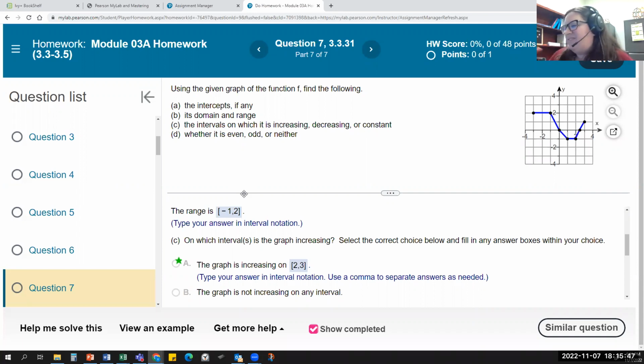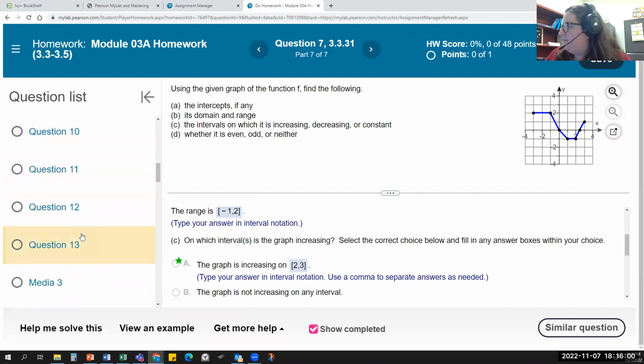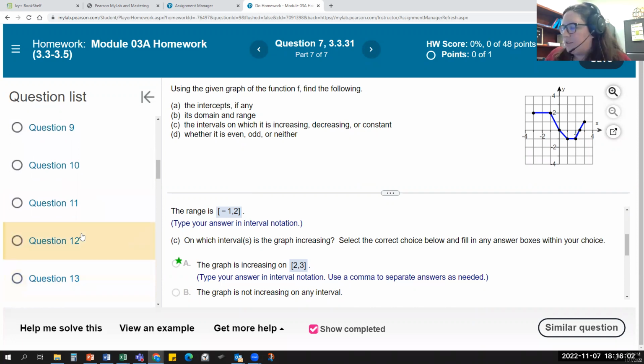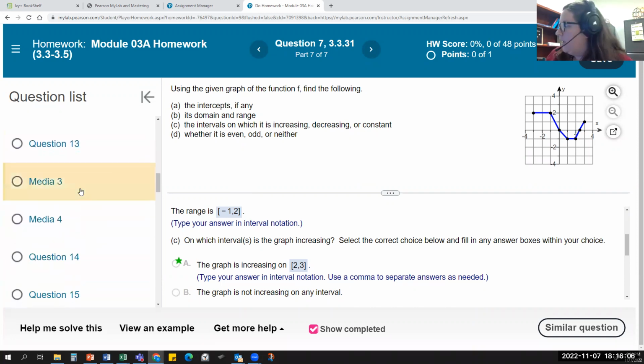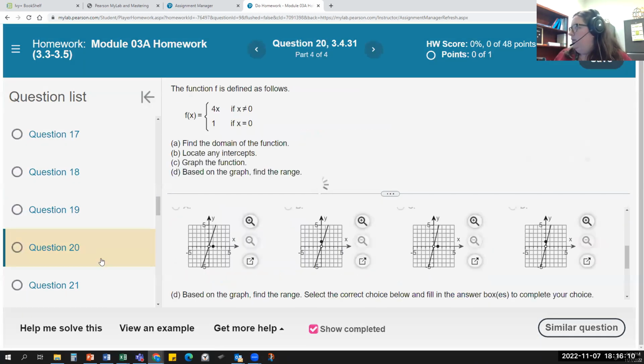But that's fairly straightforward. What you might struggle with a little bit in section 3.4 is the piecewise defined functions. The tricky parts on the piecewise defined functions, a couple things, is finding the x-intercepts and finding the range. So I'm going to look at homework number 20, and just again, some parts of this.